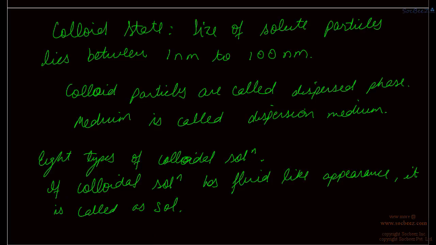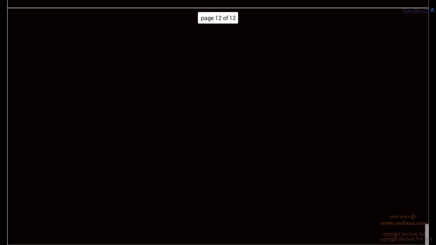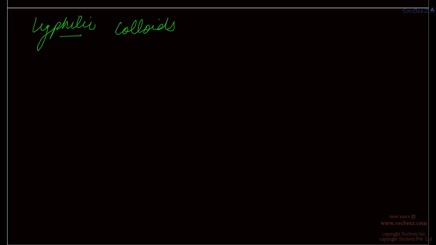Now there is classification on the basis of interaction between different phases. There are different types of colloids, known as lyophilic colloids. You can remember this term by using this: philic means solution loving. So lyophilic colloids are the colloids in which the dispersed phase and dispersion medium like to be with each other, and such colloids are reversible. So we can say that they are solution loving colloids.